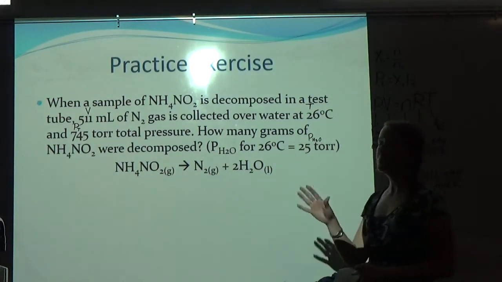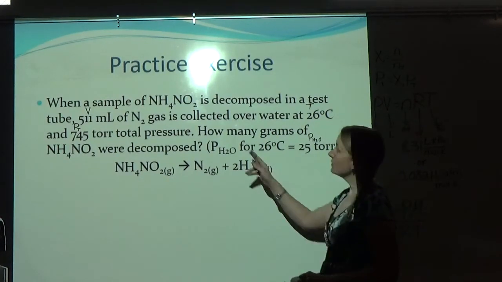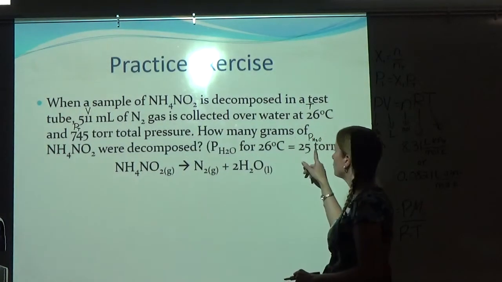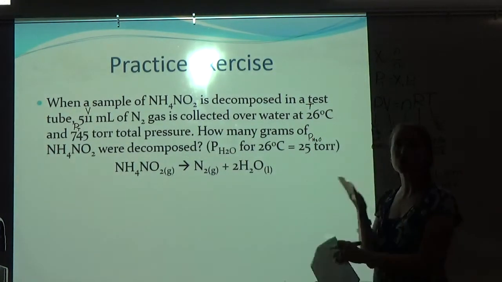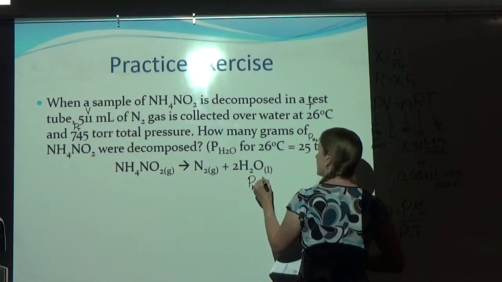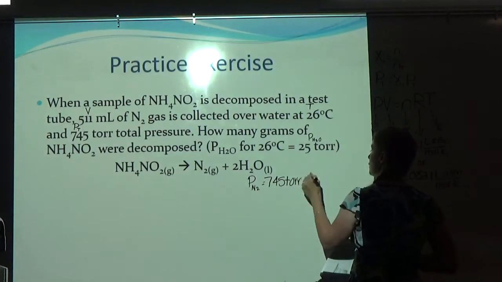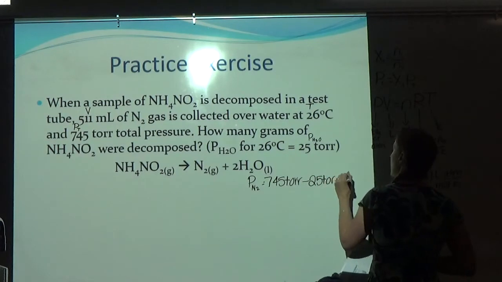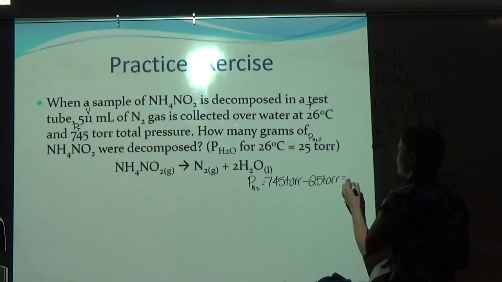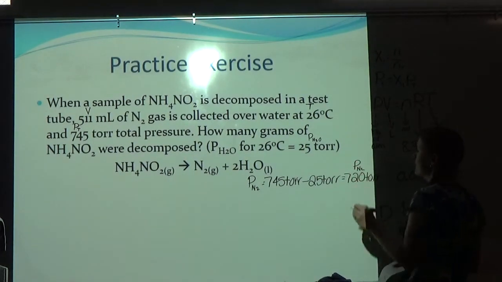Alright, so there's a couple of interesting things that you need to focus on here. The thing is, it tells me we're collecting the nitrogen over water, so I automatically know I'm going to have to subtract the water from my pressure. So let's go ahead and do that. The pressure of just the nitrogen is 745 torr total pressure minus the 25 torr, which is just the water vapor that has evaporated. So when I do that, I get 720 torr. This is the pressure of just the nitrogen.